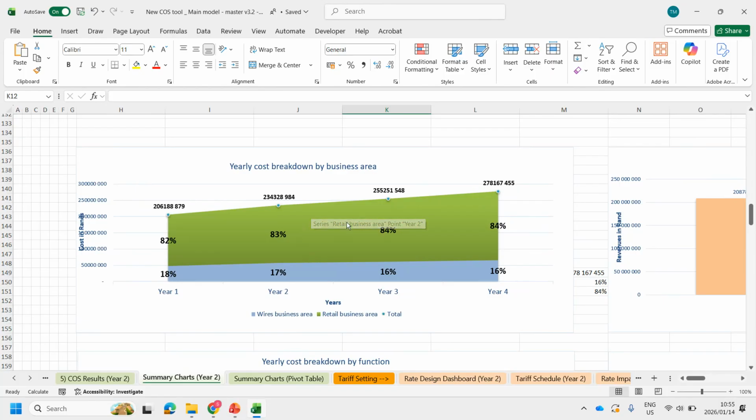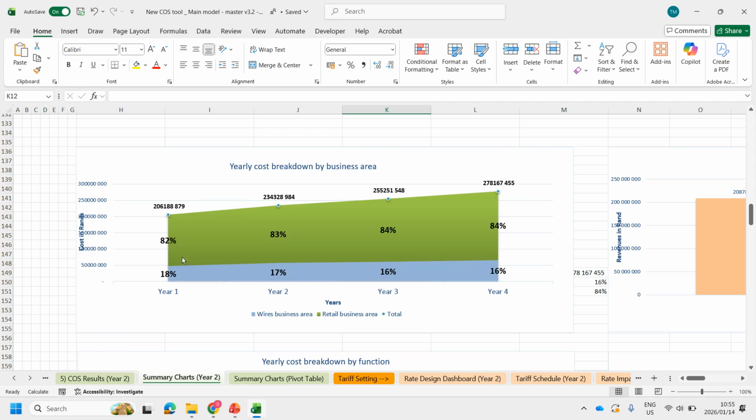The green bar represents the retail business and the blue bar represents the wires business. By definition, the wires costs are your network related costs, for example, your network repairs and maintenance costs or any other costs that are related to your network. The retail business is just the business of buying and selling electricity. So your retail costs will predominantly be the cost you incur to buy electricity from Eskom or any other cost that is related to that.